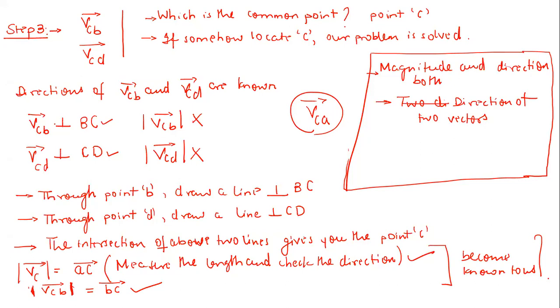That's it. Now let us move ahead, and now let us talk about the absolute velocity of intermediate point E, point E on link BC.